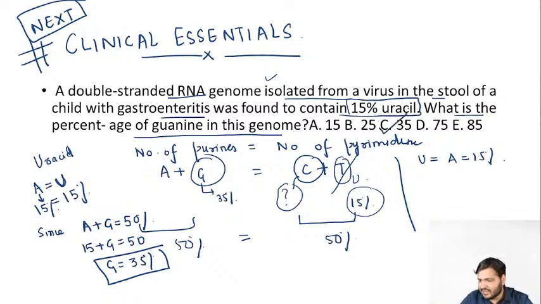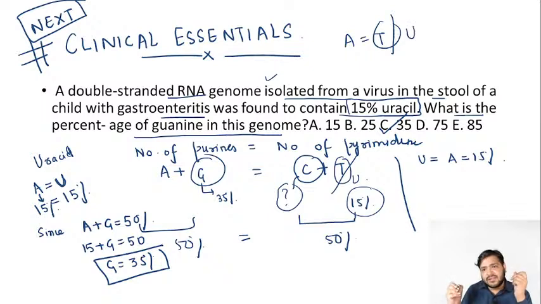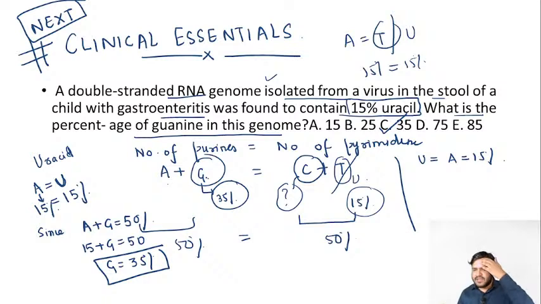The answer will be C, guys. So you all know that adenine basically binds with thymine in the DNA. If thymine is not given, it is uracil. Suppose uracil is 15%, so adenine will be the same, 15%. And if adenine is 15% and adenine plus guanine is equal to 50%, then guanine will be 35%. I hope everyone understood this particular question.